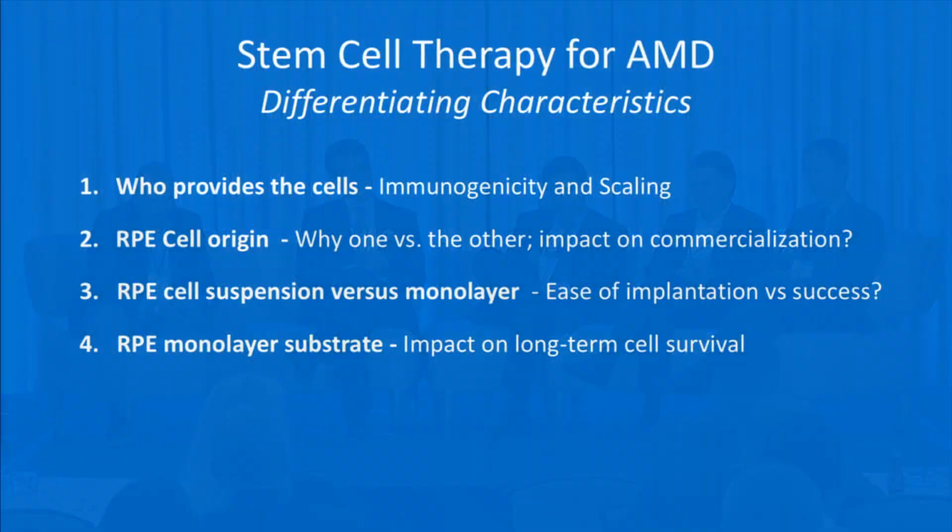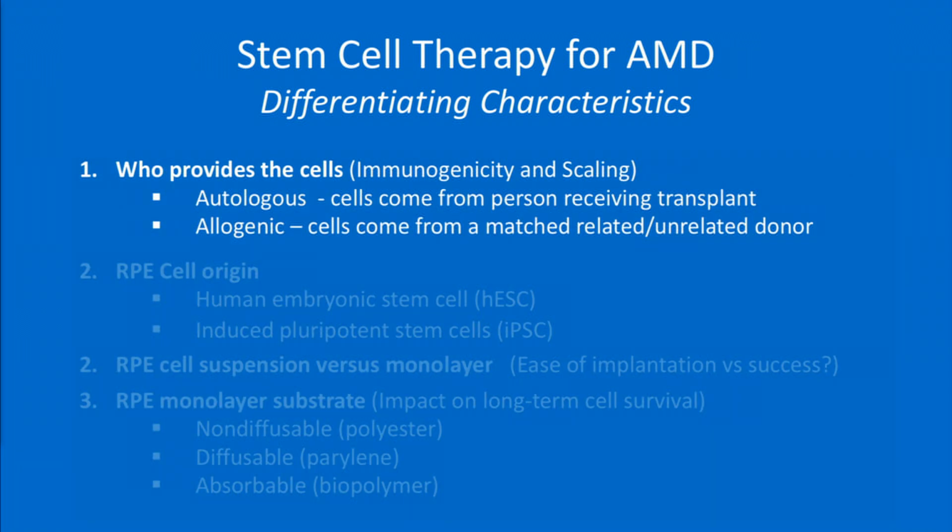Great. So I want to shift a little bit now and talk a little bit about stem cell therapy, and I want to focus specifically on age-related macular degeneration, not other stuff. When we think about stem cell therapy, I can break it up into 4 different areas that I think are pretty distinguishing characteristics. One is who provides the cells. 2, the RPE cell origin. So are they embryonic or are they induced pluripotent stem cells? Is it being delivered as an RPE cell suspension or as a monolayer being injected under the retina? And then when you actually look at those monolayer implants, what is the monolayer substrate? And there are different types. And so I want to kind of hit on these topics very quickly.